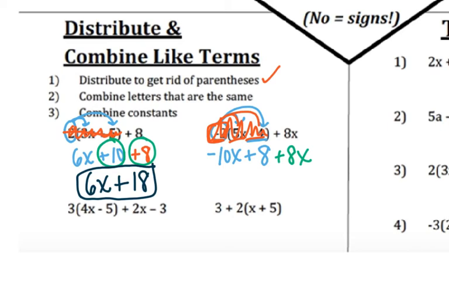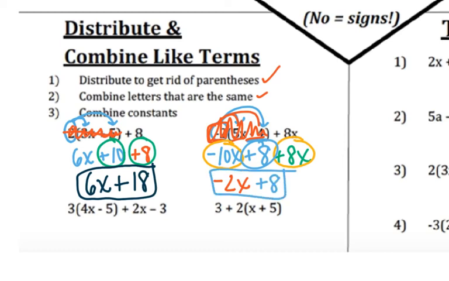And now I'm going to do step 2, combine the letters that are the same. Here we go. Negative 10 and a positive 8 are like terms. In your Desmos calculator, if you need help, type negative 10 plus 8, and only plug that in. Negative 10 plus 8 is the number negative 2 with an X. So you combine the letters that are the same. Combine the constants. The only constant is a positive 8. We distribute, we bring down the extras, and we combine like terms.